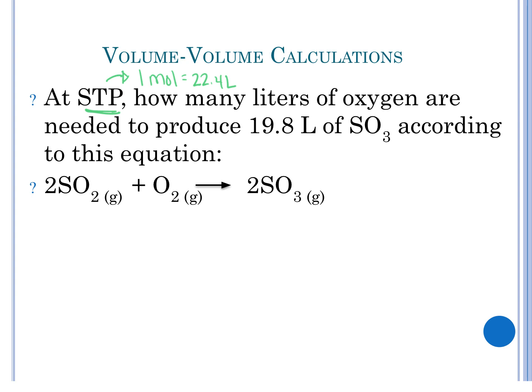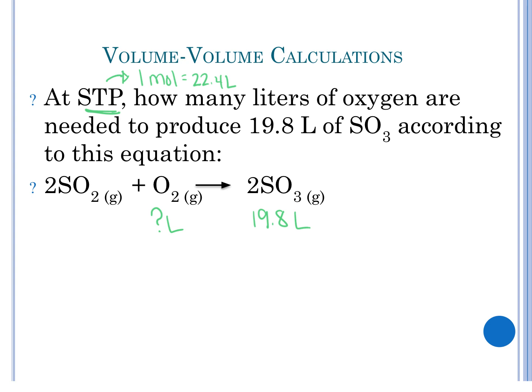All right, so then just like all the other ones, once you write down that balanced equation, let's write down the information that's given and the one we're solving for. So what number is given to you? Okay, 19.8 liters for the SO3. And then which one are we solving for? Okay, oxygen, also in liters.